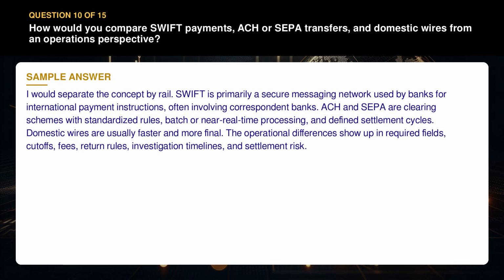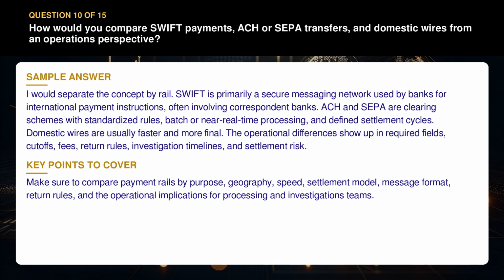The operational differences show up in required fields, cutoffs, fees, return rules, investigation timelines, and settlement risk. Make sure to compare payment rails by purpose, geography, speed, settlement model, message format, return rules, and the operational implications for processing and investigations teams.